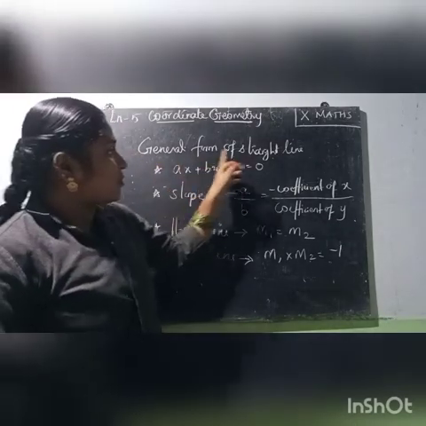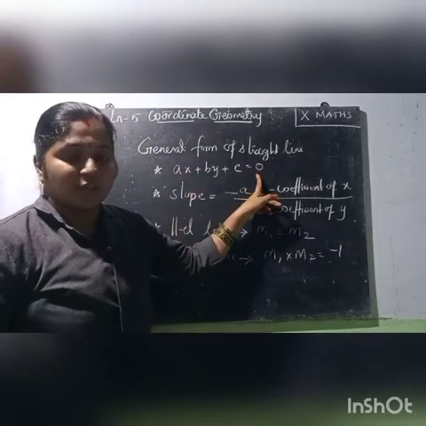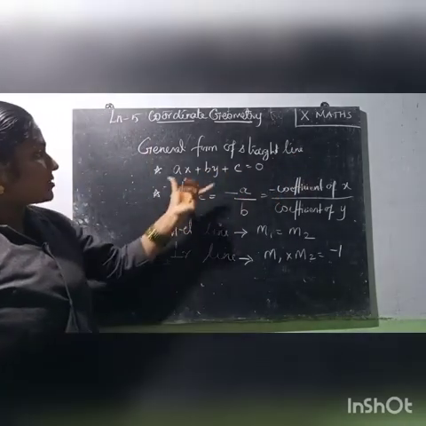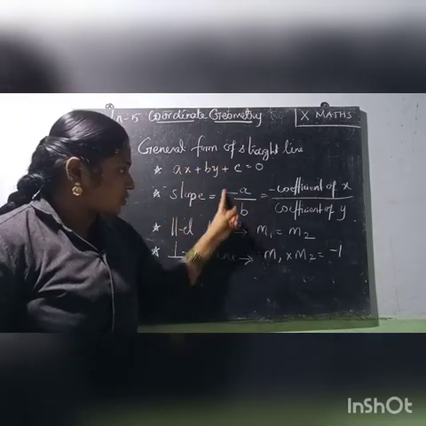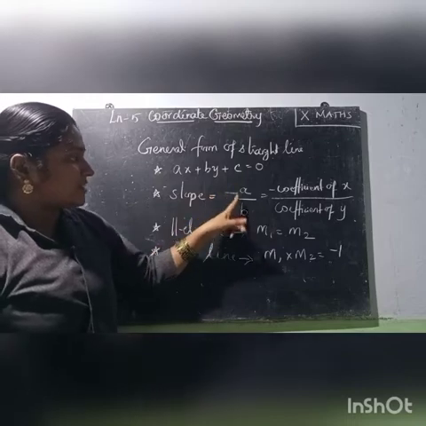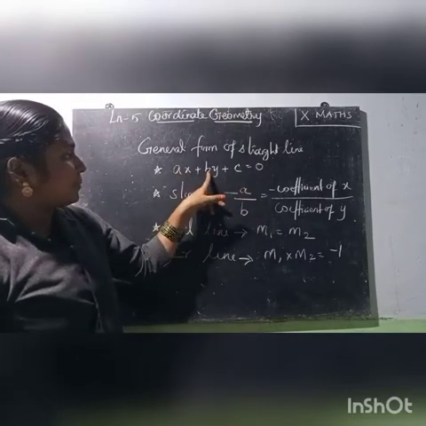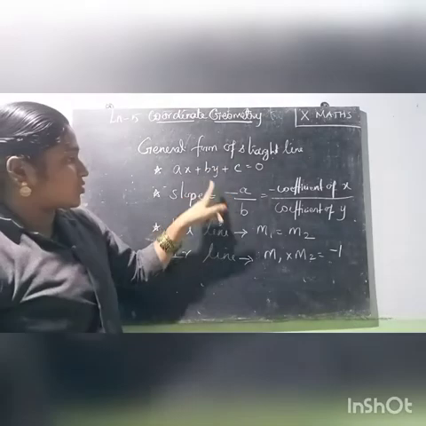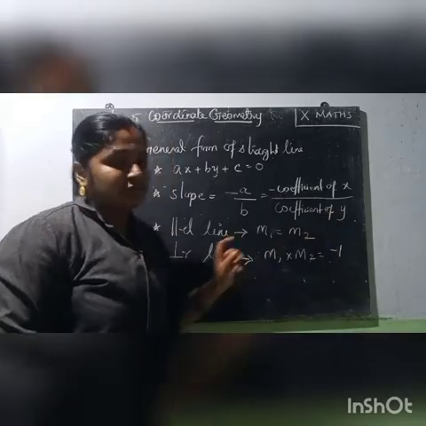See, general form of a straight line. Already we know ax plus by plus c equal to 0. Then if a straight line equation is given, we can use this formula to find the slope. So slope equal to minus a divided by b. A means the x coefficient and b means the y coefficient. So, minus coefficient of x divided by coefficient of y.